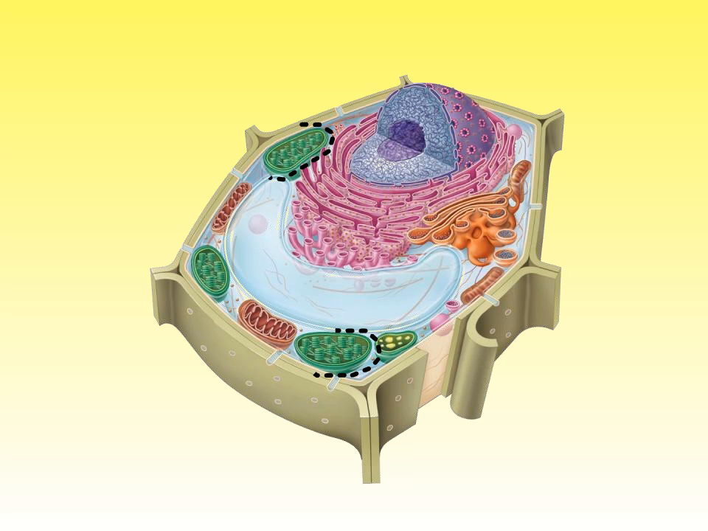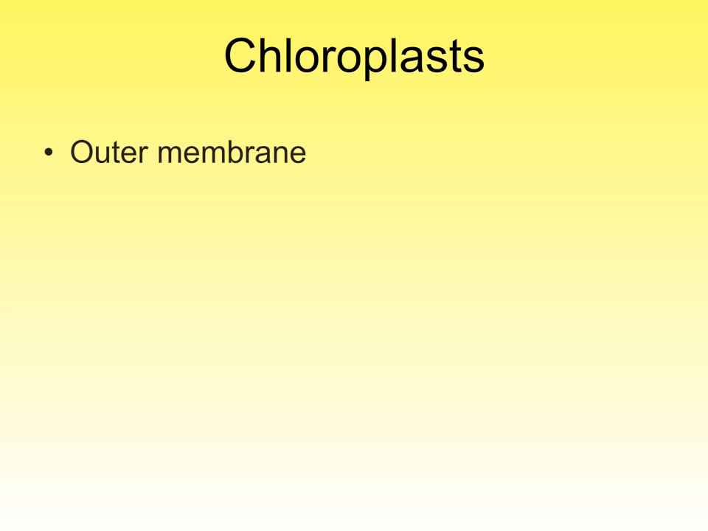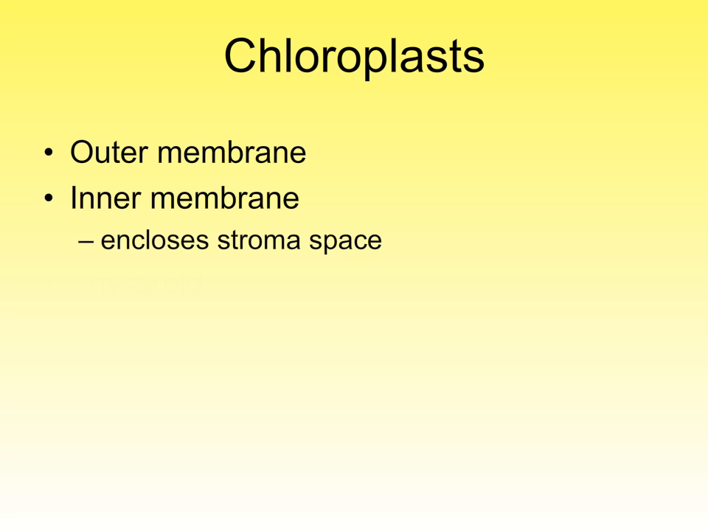The chloroplast is the site of photosynthesis and can be found in plant and some protist cells. Here are the chloroplasts. The chloroplast also has a double membrane. A space called the stroma is found within the inner membrane. Found in the stroma are thylakoids.